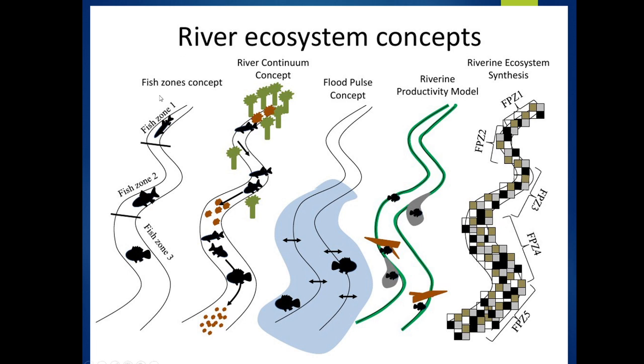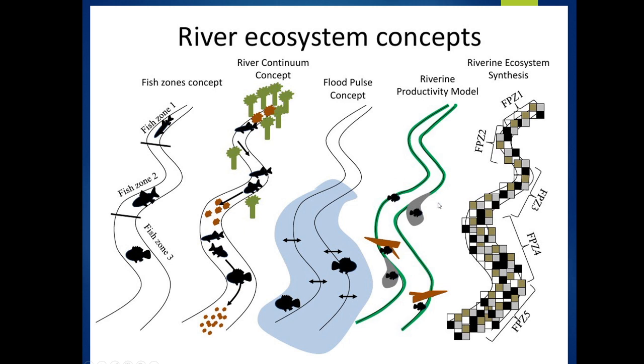But what I would say for all of these things is, we know the fish zone concept is bad, we know the RCC is bad, we know that the riverine ecosystem synthesis model is extremely hard to use. That leaves us with the flood pulse concept, as we know it's important for big rivers that flood for a long time and flood predictably.